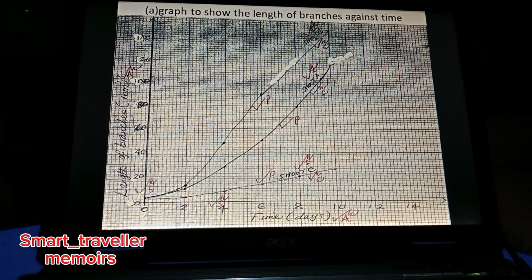So that is the graph to show the length of branches against time. Time in days, axis labeled, have a mark. Scale, have a mark on the y-axis. Scale, have a mark. Length of branches in millimeters, have a mark on the y-axis. Plotting of the graph of shoot A, plotting, a mark. Identity of the graph, have a mark. Smooth curve, have a mark. And the same for both shoot B and shoot C.